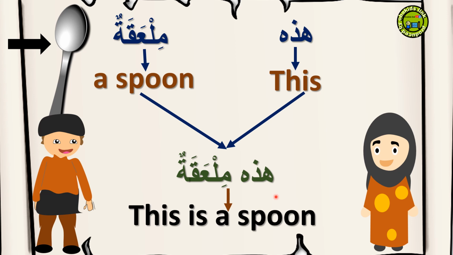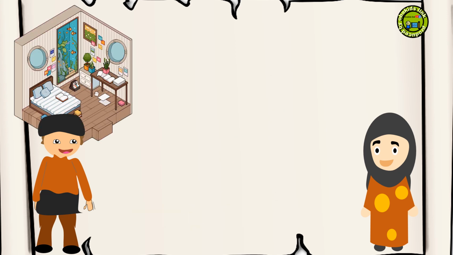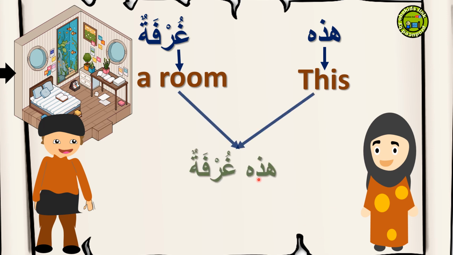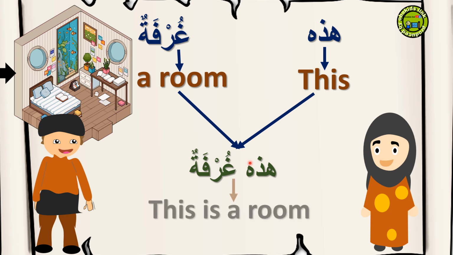Let us go to another example. This is hazihi. Hazihi means this. This is ghurfatun. Ghurfatun means a room. Now if we join hazihi and ghurfatun together, it makes hazihi ghurfatun. Say after me. Hazihi ghurfatun. Which means this is a room.